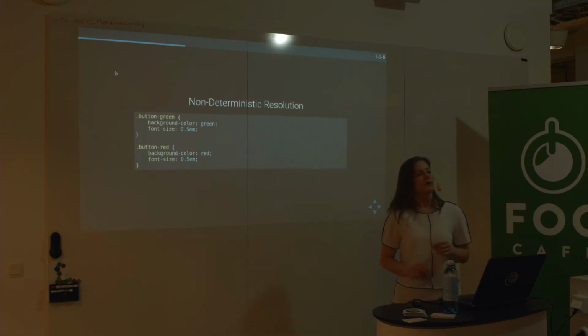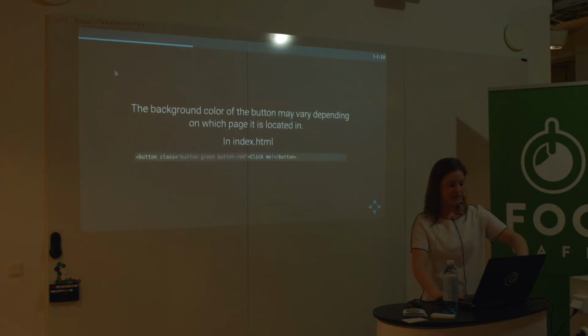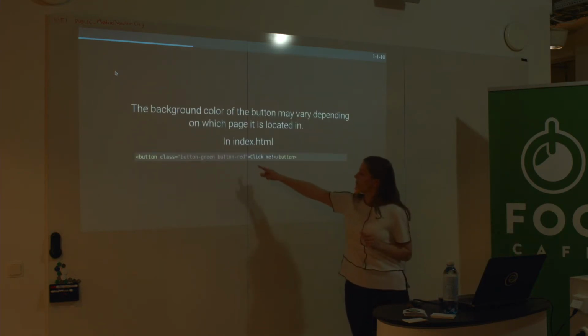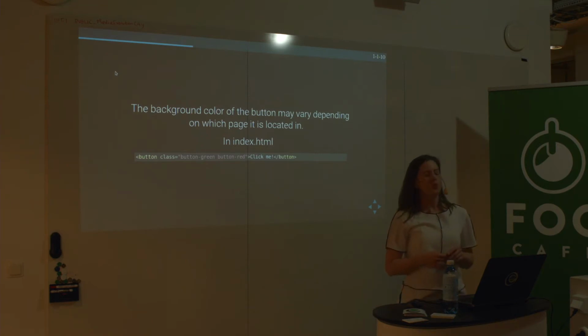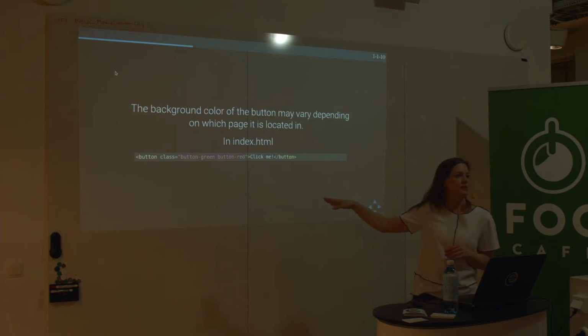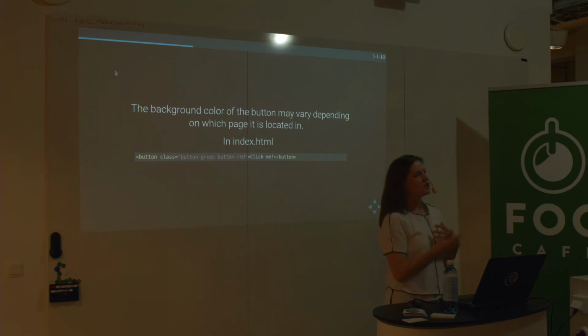Another thing that might be a problem is non-deterministic resolution. With this, I mean, if you have two classes that are applied to an element and you're loading your CSS synchronously, this means we don't know when it will be loaded or in which order it will be applied. We can't say for certain that if we have two classes that are applied to a button, in this case, will it be red or will it be green? So this makes us unsure of how our UI will respond. We don't have a predictable UI behavior.